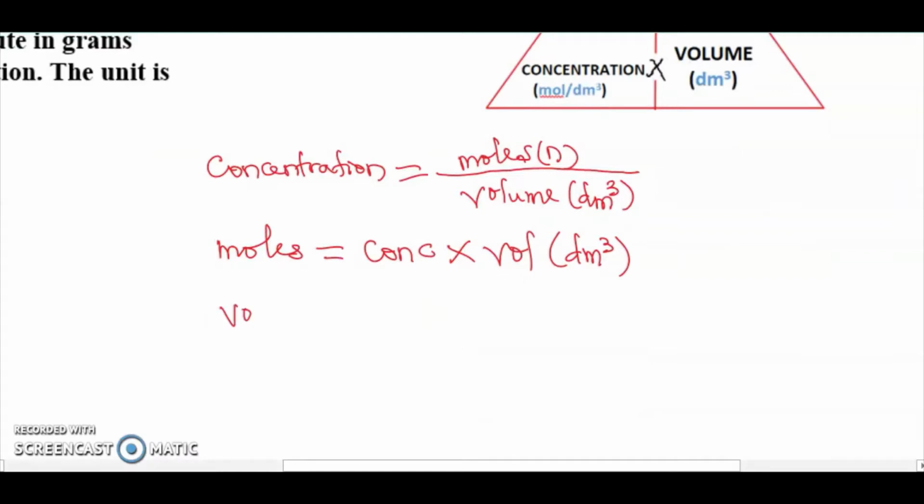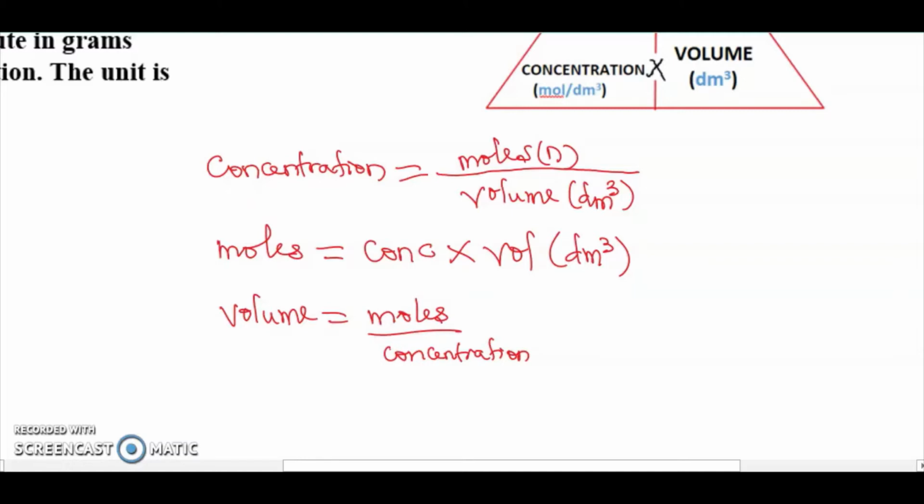So volume is equal to moles divided by concentration. And take note, this concentration is in mole per dm cube.